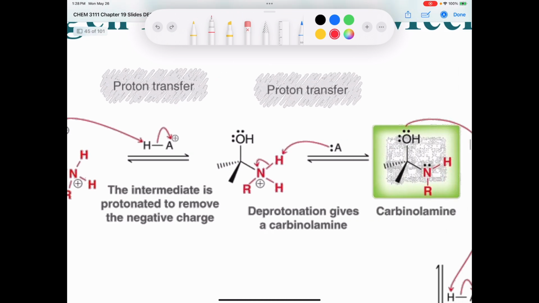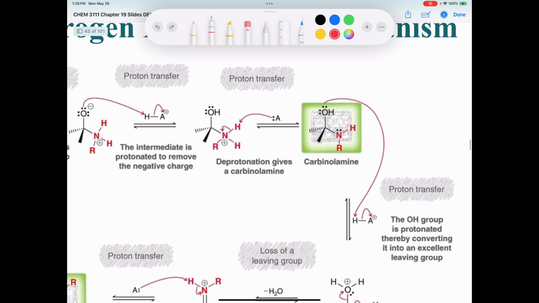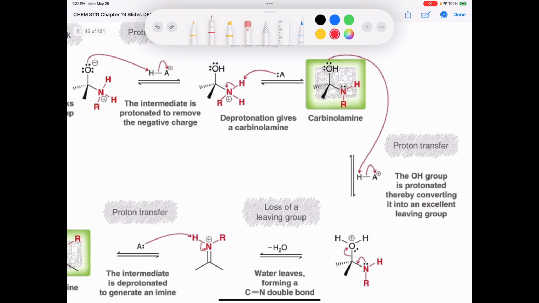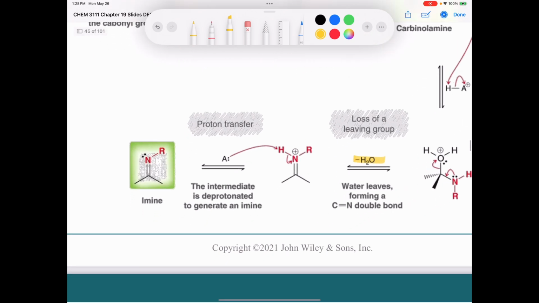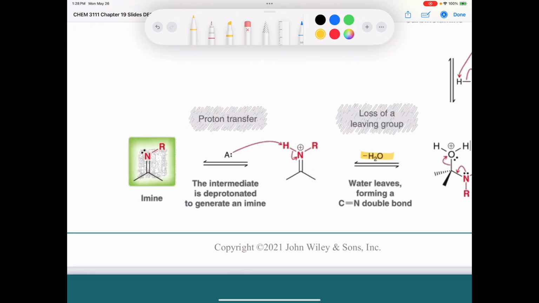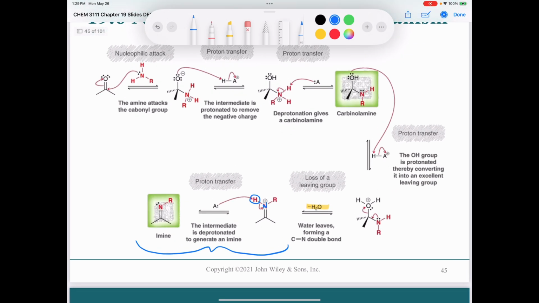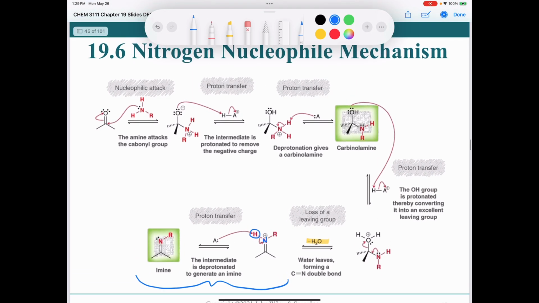Then after a couple more proton transfers, you see here that we end up losing water along the way. I want to point your attention to the very last step, and we'll come back to this in a second. The very last step is deprotonation, removing the hydrogen that's attached to the nitrogen to produce your imine. So notice that you lose water overall in the reaction.